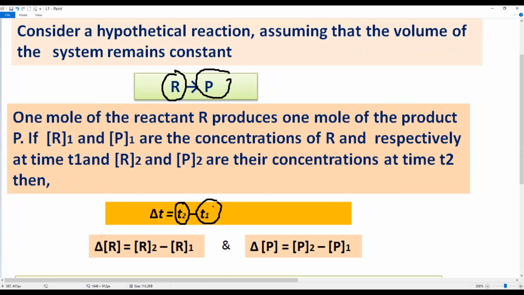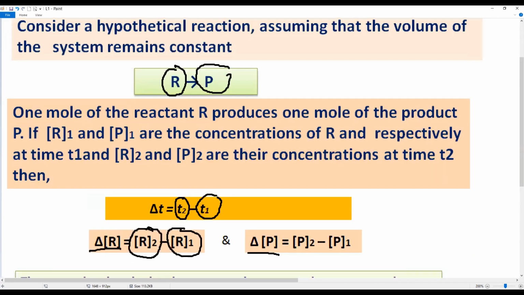T2, right? So R1 represents the concentration of the reactant at time T1 and R2 represents the concentration of the reactant at time T2. So the overall change in concentration during the reaction will be represented by the delta R symbol. Similarly, the change in concentration of the product can be given by P2 minus P1, where P2 represents the product concentration at time T2 and P1 the product concentration at time T1. So there are very important factors called instantaneous rate and average rate. How to calculate this instantaneous rate and average rate, we are going to see in the next slide.